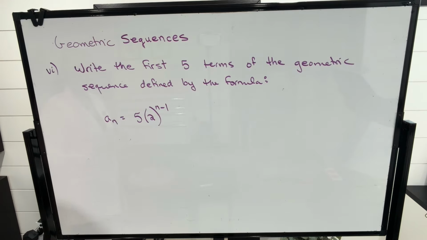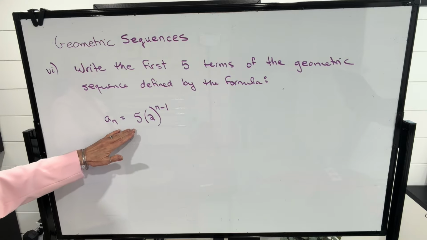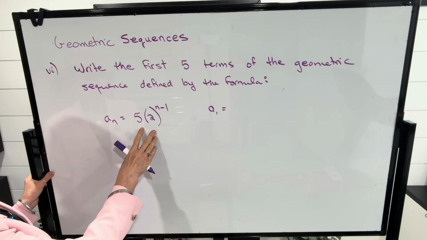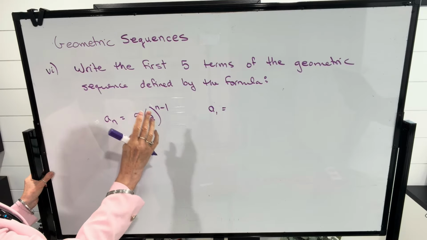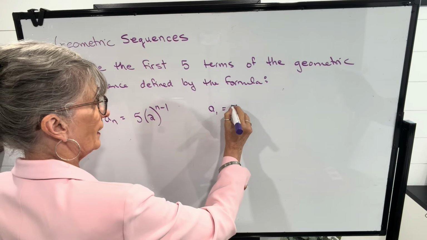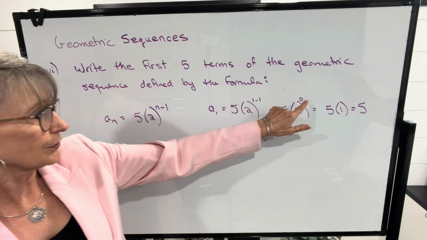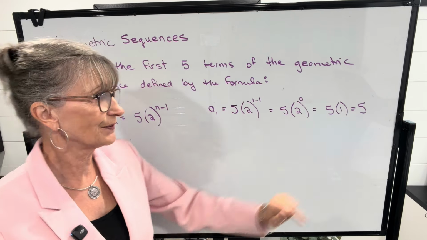And our last sequence example is write the first 5 terms of the geometric sequence defined by this formula. So we want to know a1, a2, a3, a4, a5. Now if you take a look at the formula, you might recognize that 5 is the value of the first term. But in case you don't, let's just plug 1 in for n and find a1. When we put a 1 in for n, 1 minus 1 is 0. 2 to the power of 0 is equal to 1. So 5 times 1 is 5.